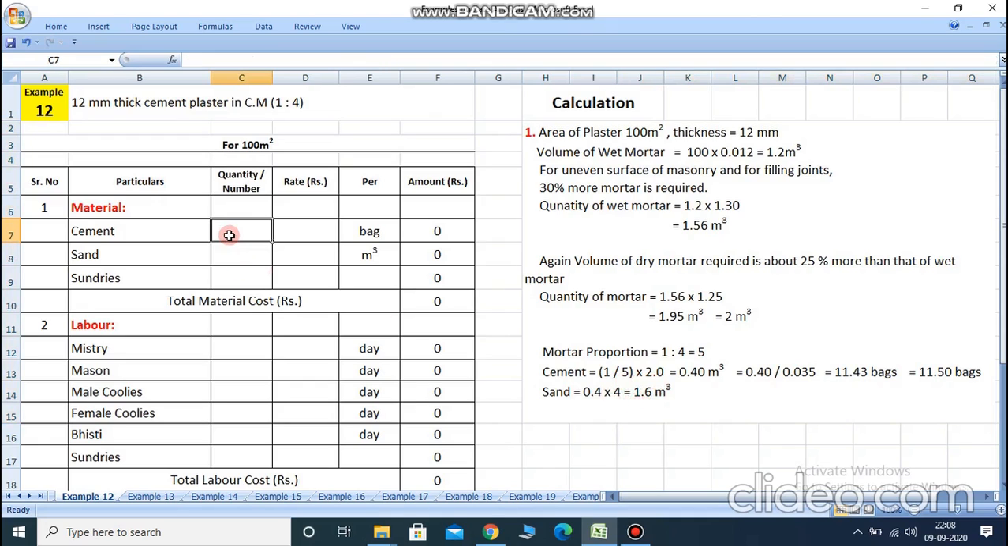Now here we put the required cement quantity, which is 11.5 bags, and the rate per cement bag as per the textbook we take as 280 rupees per bag. And the total sand quantity required is 1.6 meter cube, and the rate is 800 rupees per meter cube, and as extra cost we take 50 rupees.